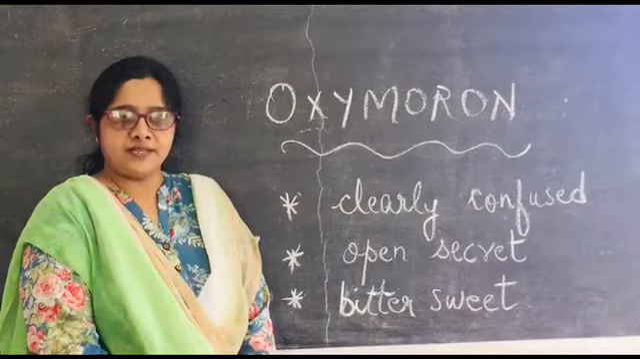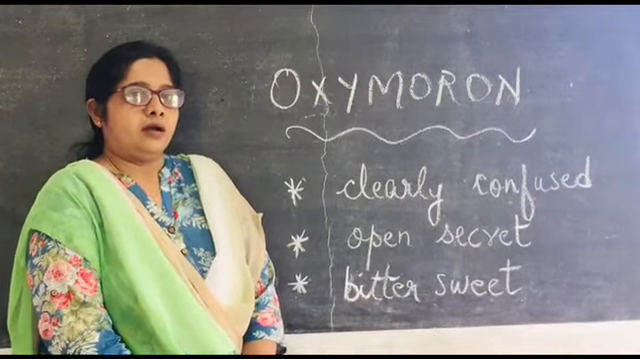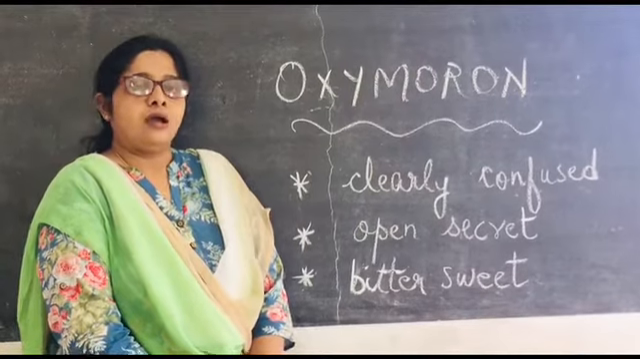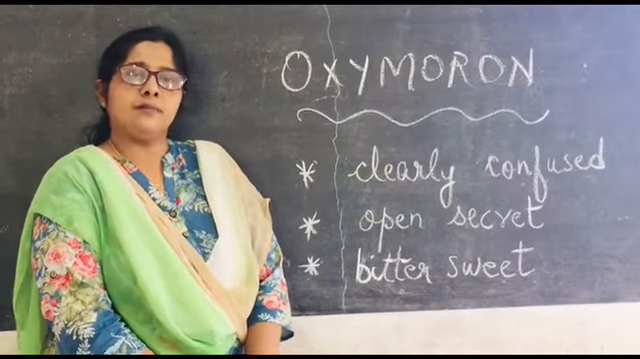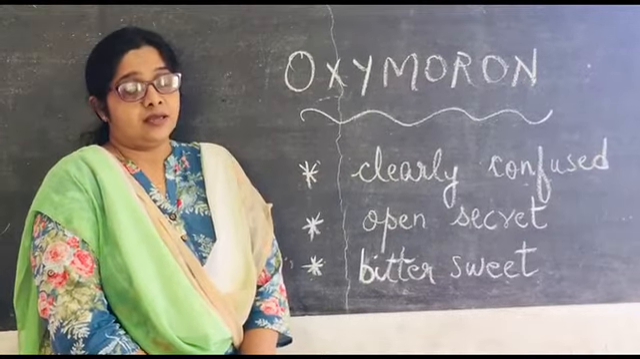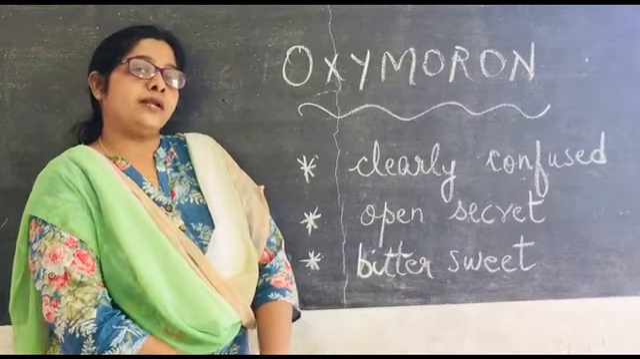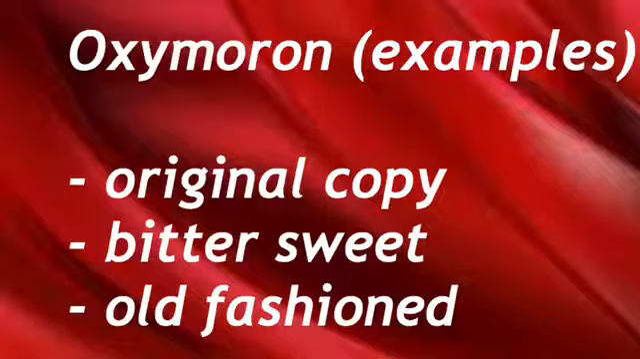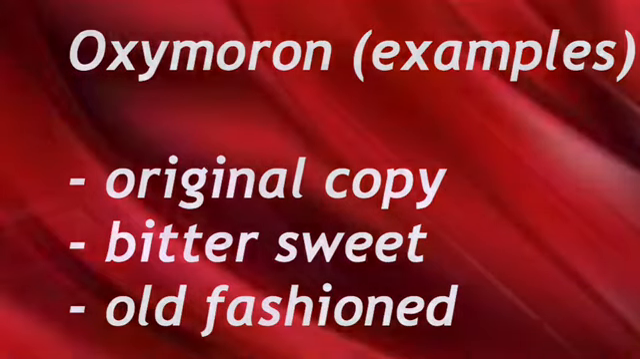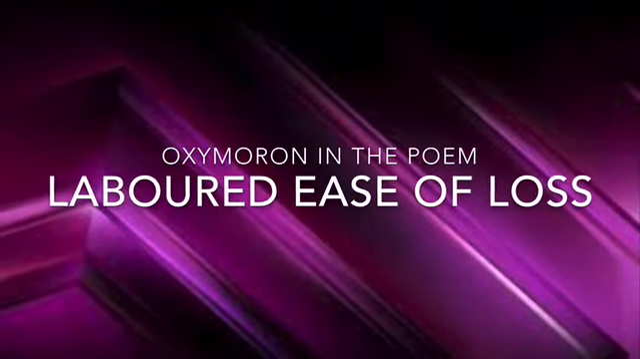In the expression bittersweet, we are using the word bitter and sweet together, which are opposite in meaning. But sometimes when we say bittersweet memories, we mean it's a mix of both sad and happy memories. And it's not wrong to say that. But when we look at both the words separately, it looks opposite. In this poem, oxymoron is used in the line, labored ease of loss.